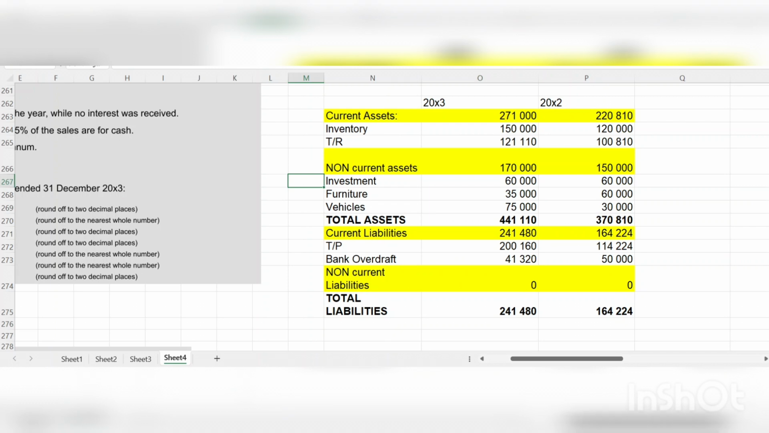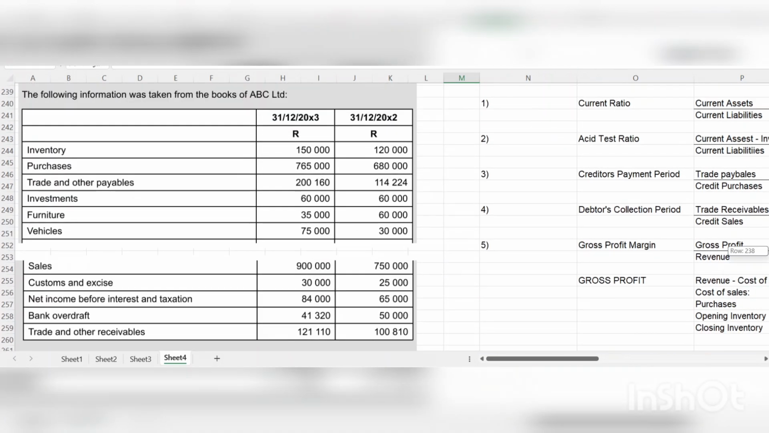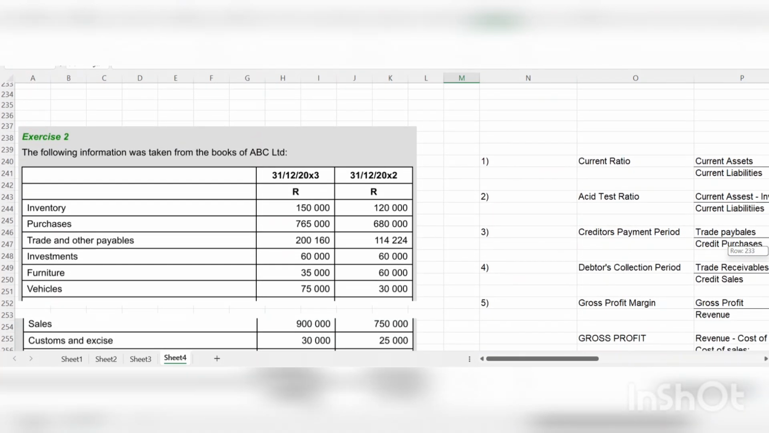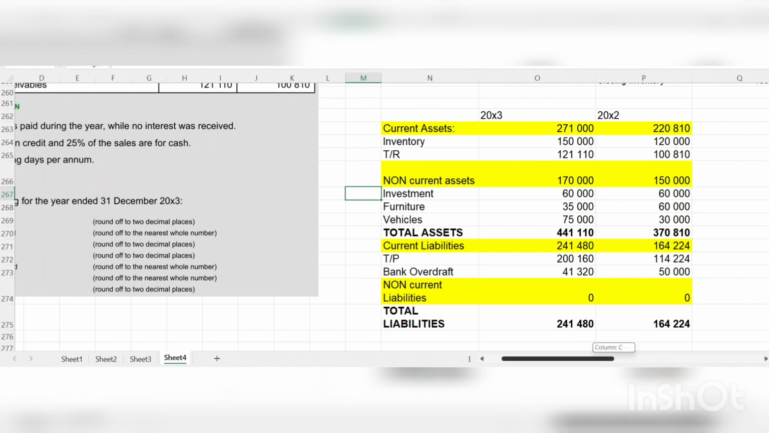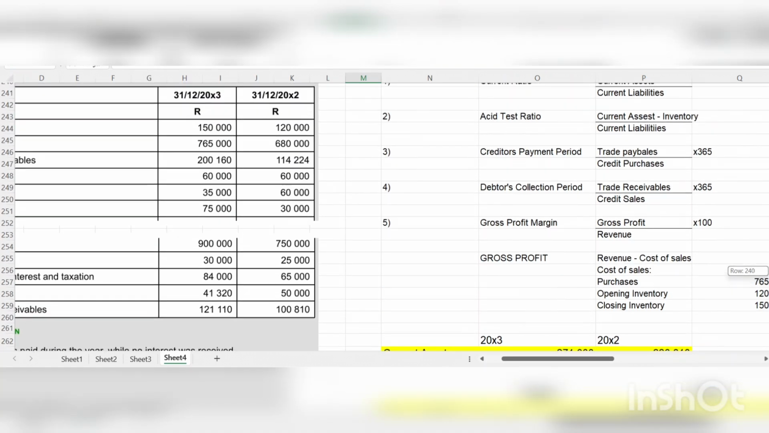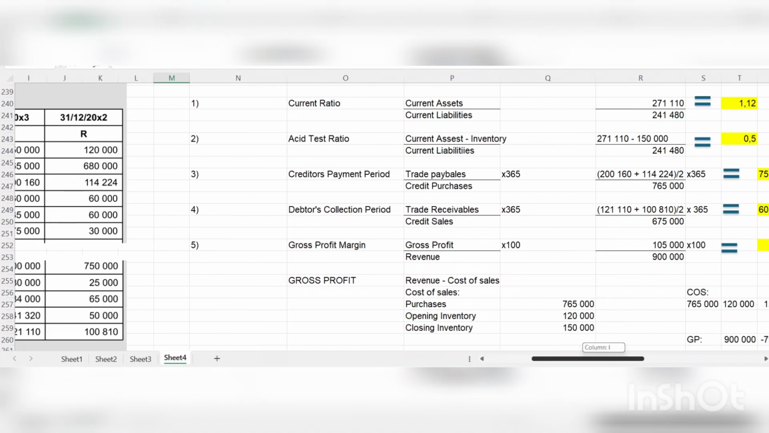Have a look at this table and compare it with the information that's given right here. I just want to show it to you one more time. Before I show you the answers, pause the video and have a go at it. Now then, firstly, we did our current ratio, which is your current assets divided by your current liabilities, asset test, creditors payment period, debtors collection period, and so on. And so this is how we did it.